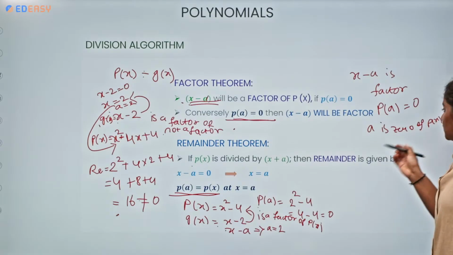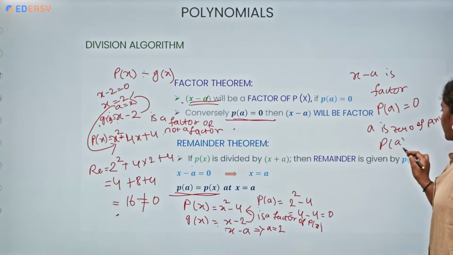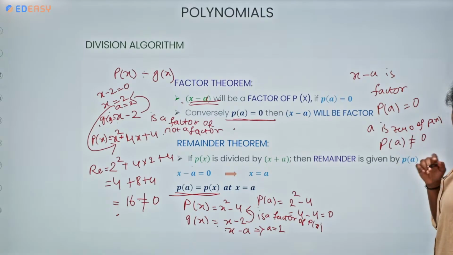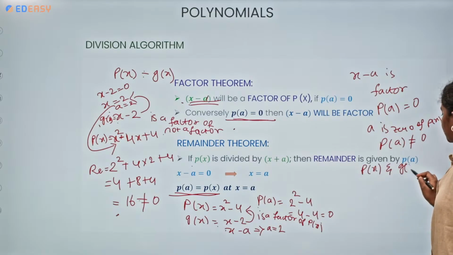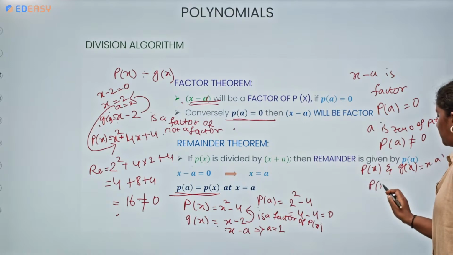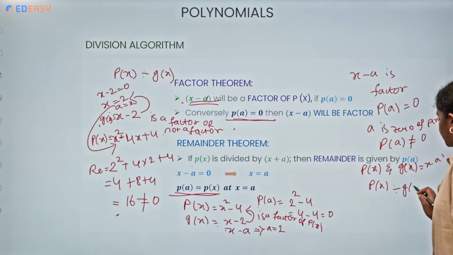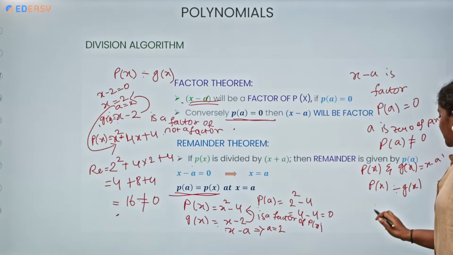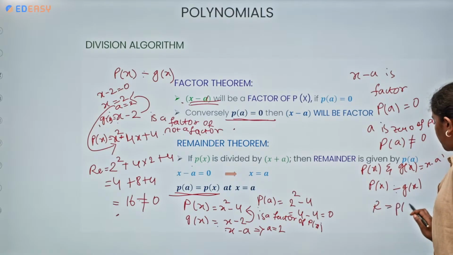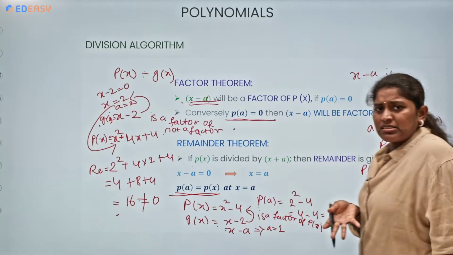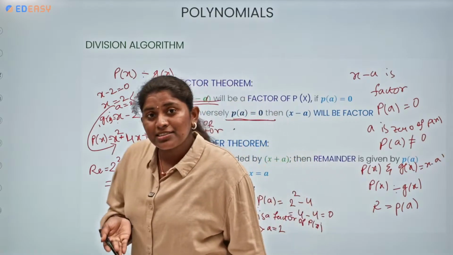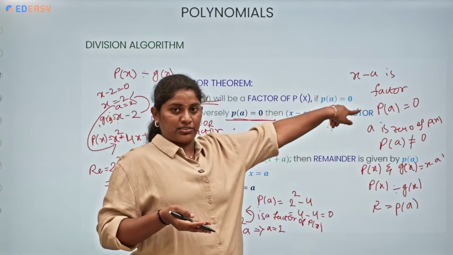Then what about the remainder? If p of a is not equal to 0, if I am having p of x and g of x equals x minus a, and I am dividing p of x with g of x, that is, dividing a polynomial with another polynomial, then what will the remainder be? The remainder will be your p of a. Simple. Clear? Sometimes you will get the remainder as 0. If you get the remainder as 0, then it will become a factor.